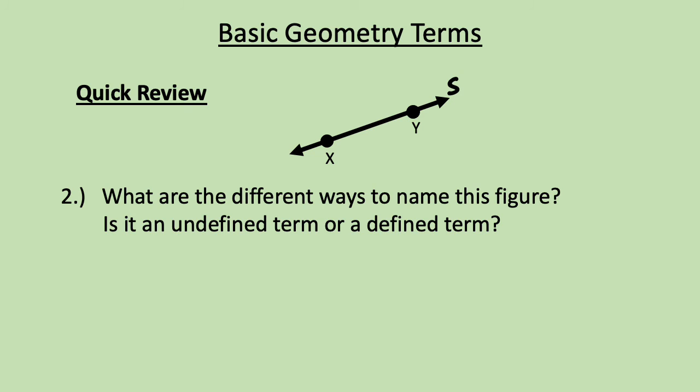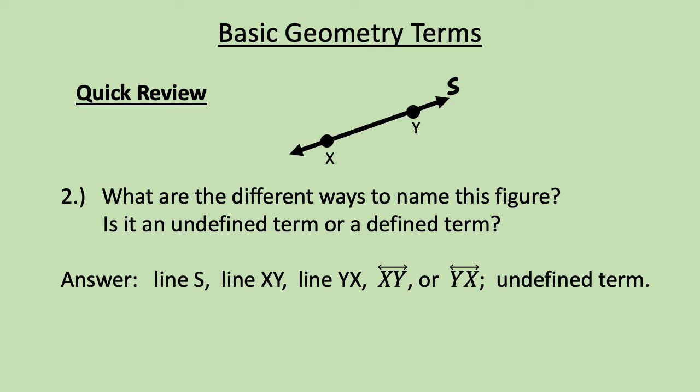All right, let's look at our answer. The different ways to name this figure are line S, line XY, line YX, and using the symbol for a line, we could also write it that way with line XY or line YX. And a line is an undefined term. Okay, next question.